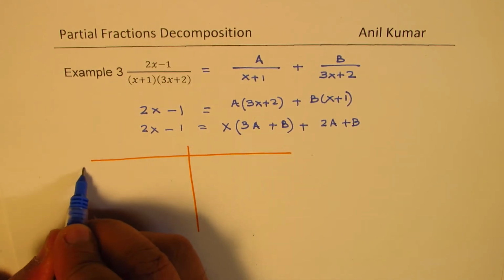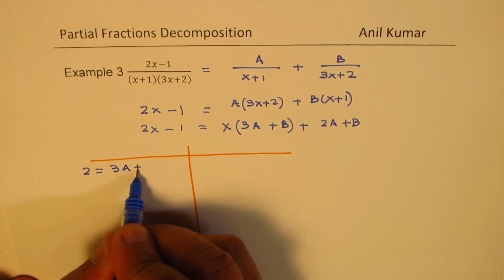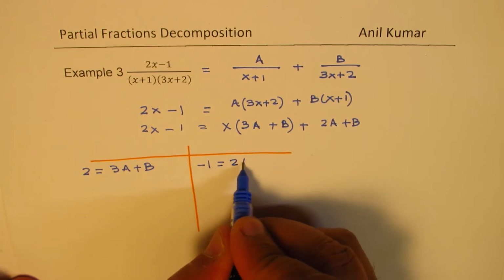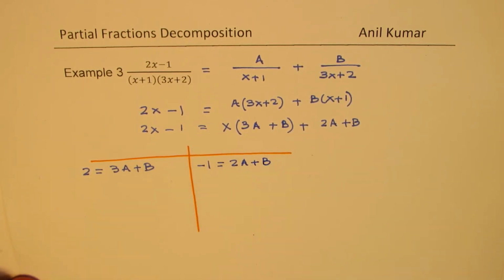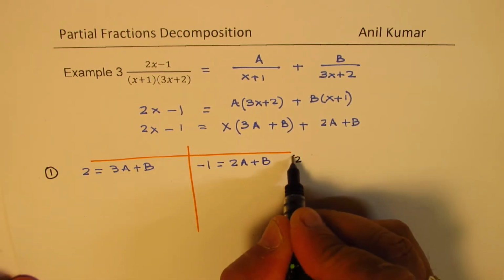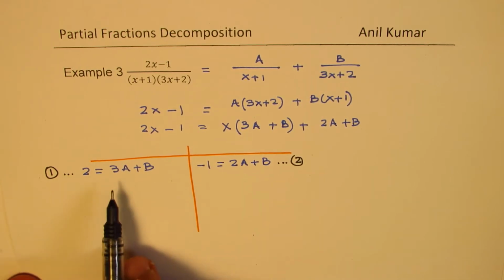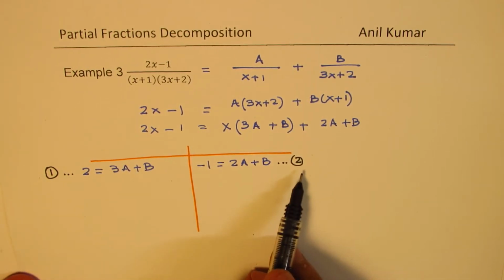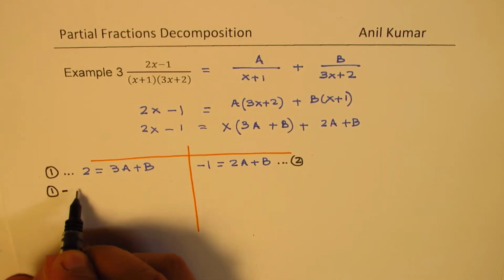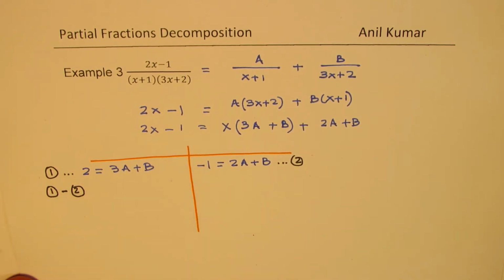Comparing the coefficients, we get 2 is equal to 3a plus b. And the other one, minus 1 equals to 2a plus b. So these are the two equations which we get. Equation 1 and equation 2, correct? The idea is to find the values of a and b. Best thing to do in this case is to do elimination. We'll do equation 1 minus equation 2. So equation 1 minus equation 2 will give us what?